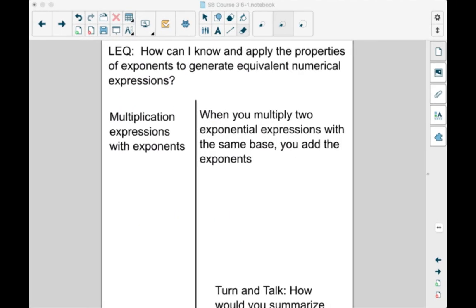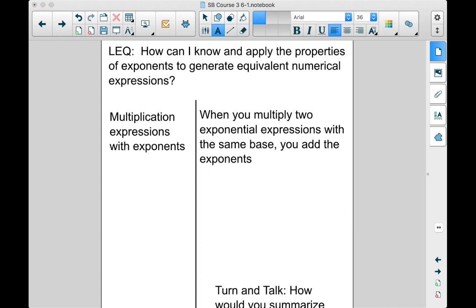All right, you should have said something to the effect of, when you multiply two exponential expressions with the same base, you add the exponents. So now let's give ourselves an example. If you want to come up with your own example, that's great. If you want to follow along with my example, that's fine. If you come up with your own example, you can have one of the teachers check it, and you can go ahead and skip ahead.